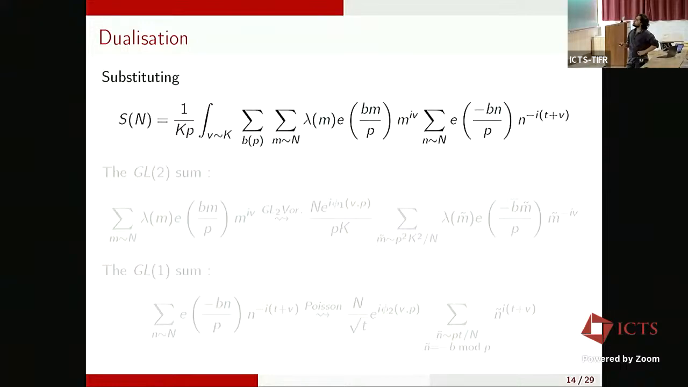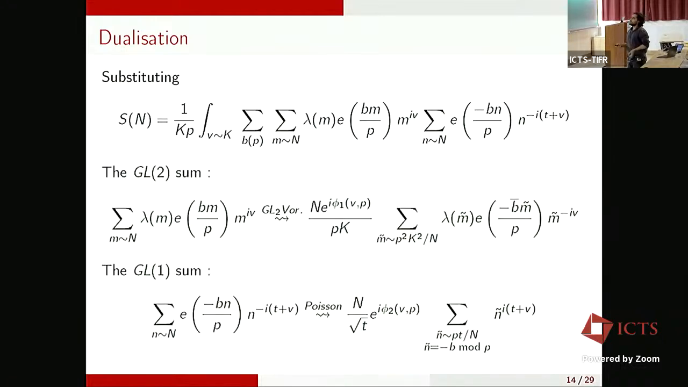After you substitute, the GL2 and the GL1 variables get separated, and they look like this. We have the v integral, the b mod p sum coming from the delta symbol expansion, the GL2 sum twisted by this additive character and this analytic twist, and we have the GL1 sum with this additive character twisted by n power minus i(t plus v).